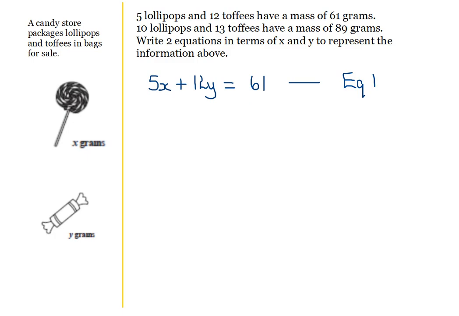So the mass of 10 lollipops, that's the first thing you need to put together, right? The mass of one lollipop is x, so 10 lollipops would be 10x. And then the mass of the 13 toffees would be 13 times y. And again, it's all together in one bag, so we add, and that totals up to a mass of 89 grams. So this is our second equation.